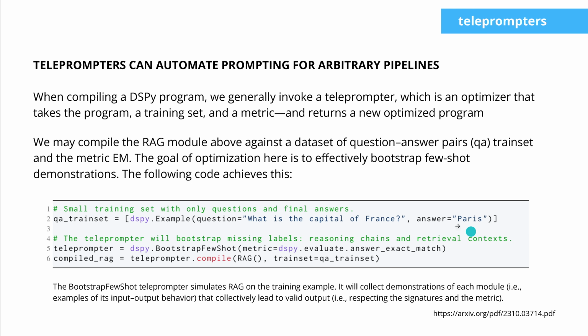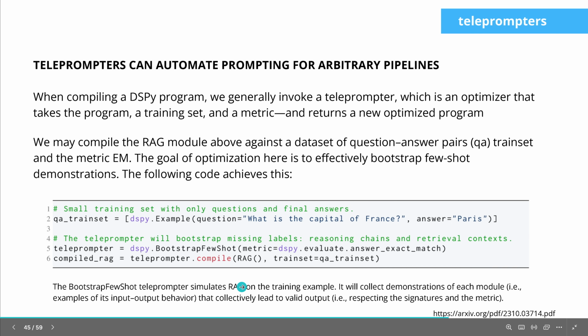I go with you step by step, just that you see now the complete program. You have a DSPy BootstrapFewShot with a metric that is defined. And then with a teleprompter, we compile now the RAG function we just defined before on a training data set. As easy as these 3 lines of code. So the BootstrapFewShot teleprompter simulates here the RAG on the training examples. It will collect multiple demonstrations on each module, examples of input-output behavior, that collectively lead to a valid output.